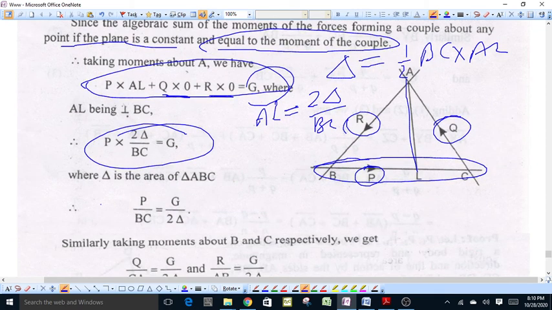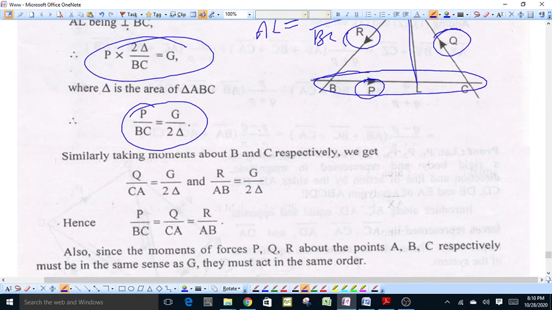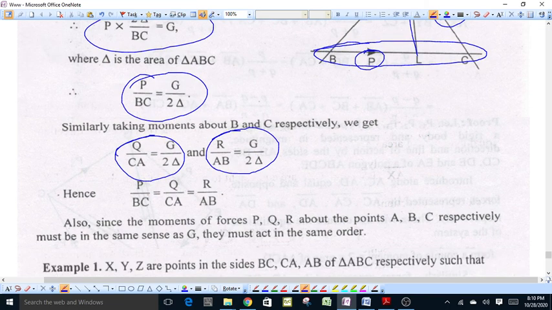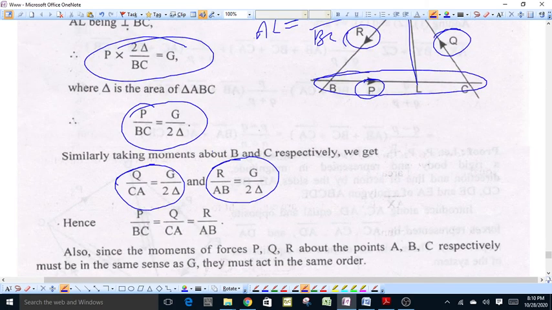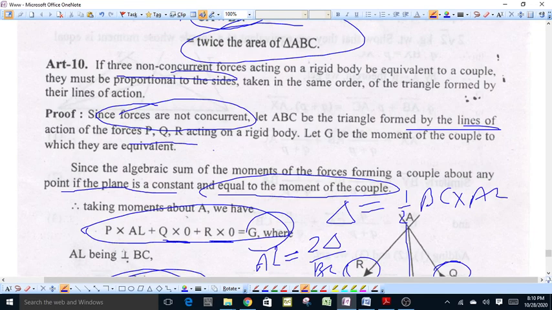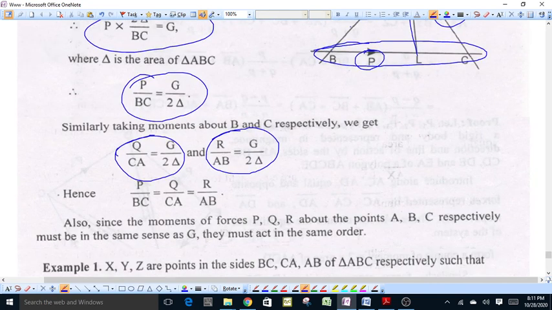From this, P upon BC is equal to G upon 2 delta. Similarly, taking moments about B and C, we get Q upon CA is equal to G upon 2 delta, and R upon AB is equal to G upon 2 delta. These ratios are all constant, therefore P upon BC is equal to Q upon CA is equal to R upon AB. This means if three non-concurrent forces are equivalent to a couple, then they must be proportional to the sides. Here we have proved that these forces are proportional to the sides of the triangle ABC.